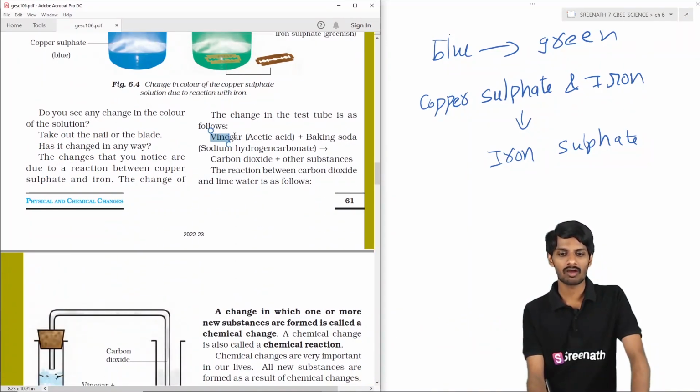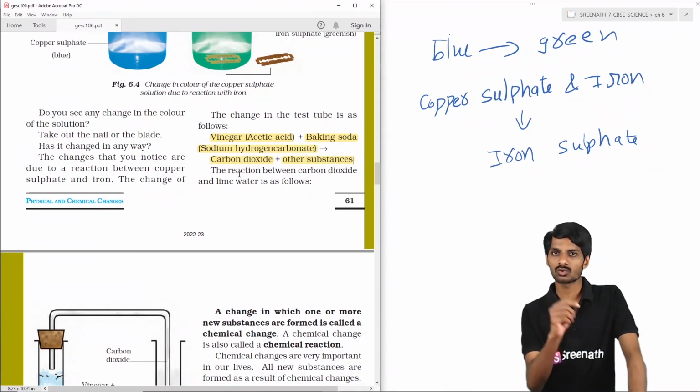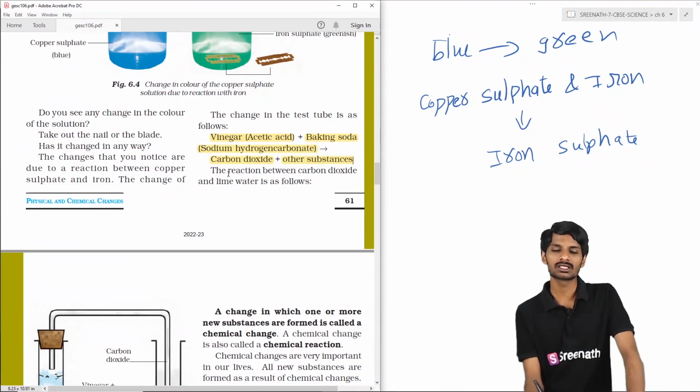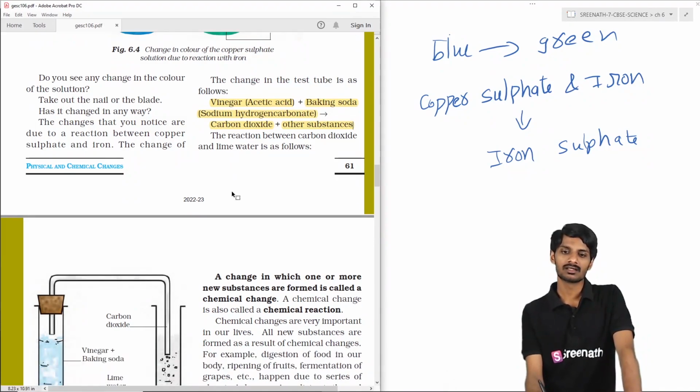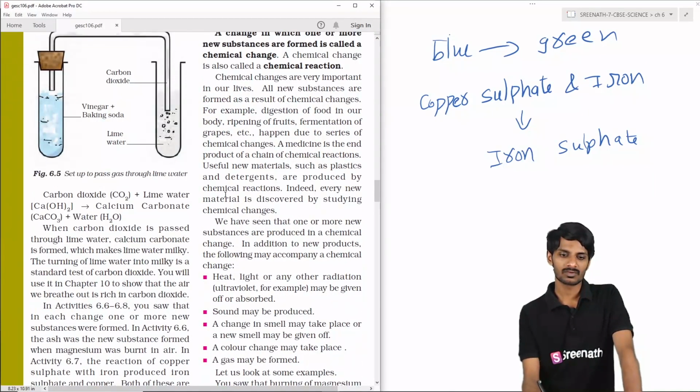So here basically what we have added is acetic acid, which means vinegar, and baking soda, which is nothing but sodium hydrogen carbonate. By adding both these things, you will get carbon dioxide plus another substance. This carbon dioxide is coming out of the test tube like a bubble, students. Okay, so this is the thing, carbon dioxide plus lime water.